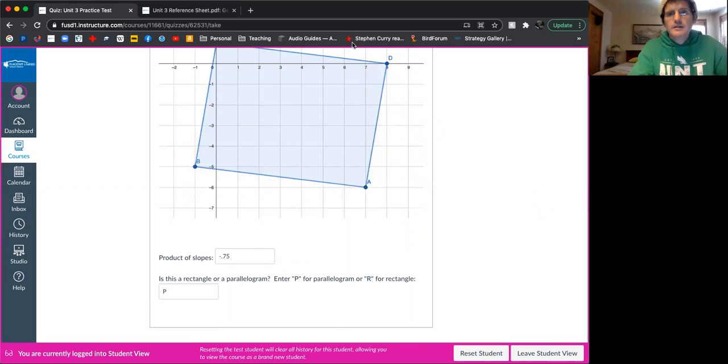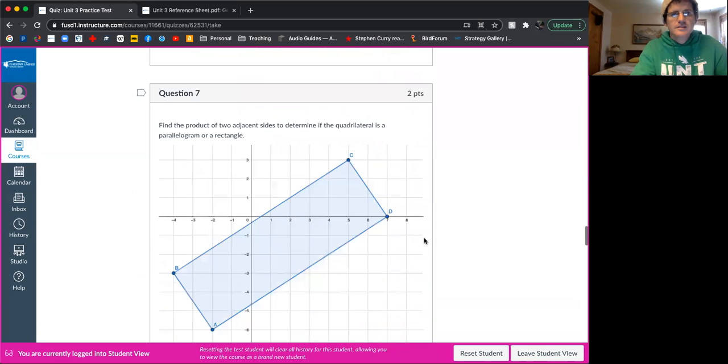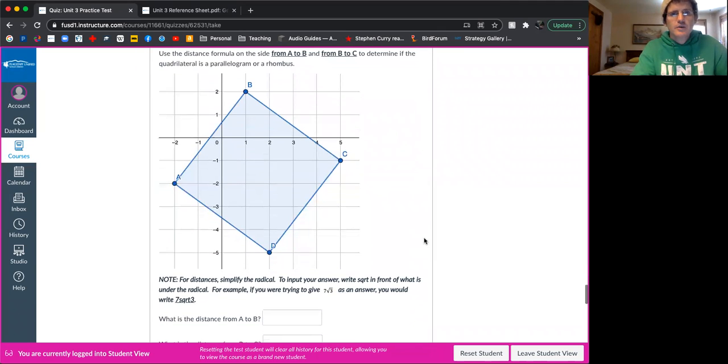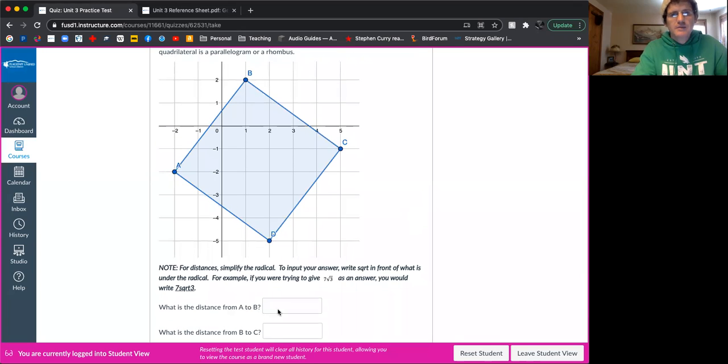All right. The other thing we need to do is, I'm going to scroll down past 6, 7, and 8 to get down to question number 9. So now we have this question here on if this is a rhombus or a parallelogram. And the way we determine that is by using the distance formula, and it says right there, use your distance formula. And it tells me specifically to go from side A to B and B to C.